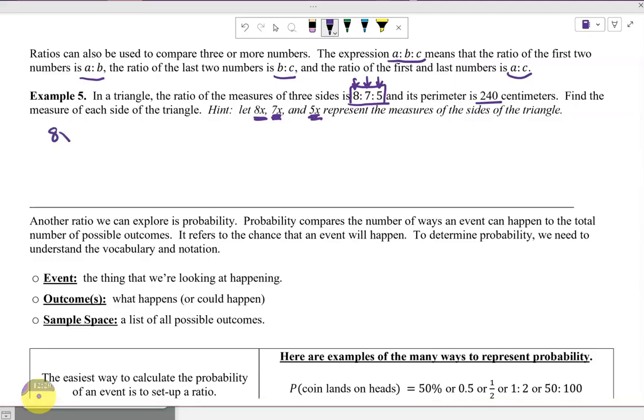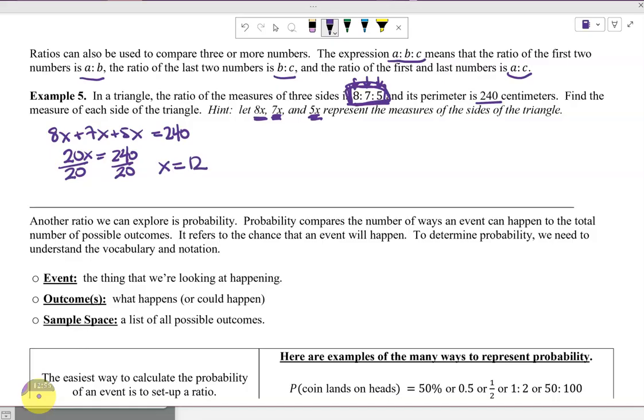So 8X plus 7X, because we're multiplying the numbers back on that divided out, plus 5X. And with those common numbers multiplied back on, those common numbers that divided out so we could simplify this proportion, this ratio, that then had to equal 240. So we have 20X now equaling 240. Divide by 20, and X is going to equal 12.